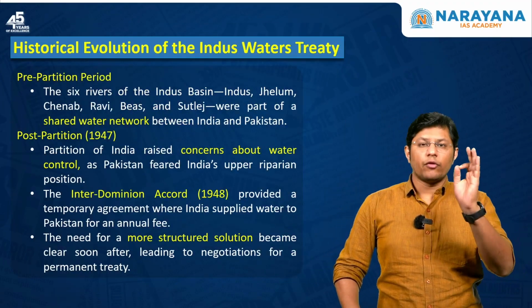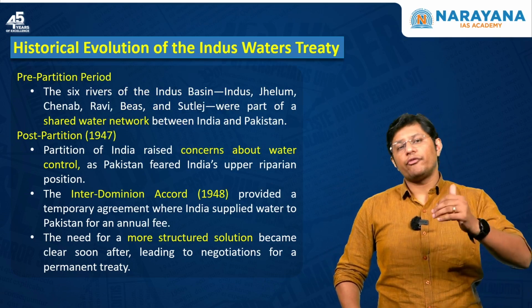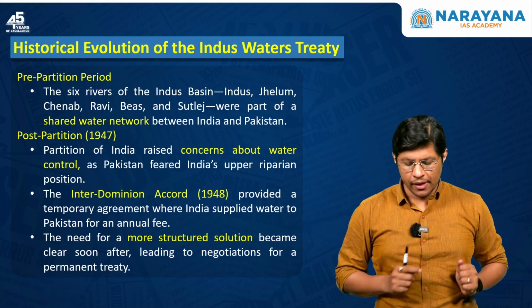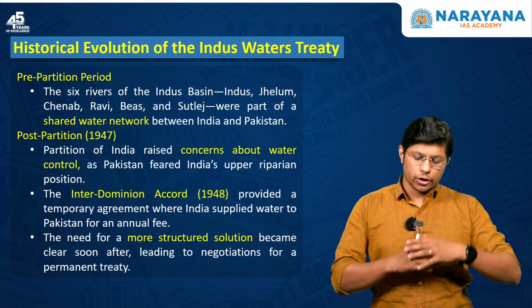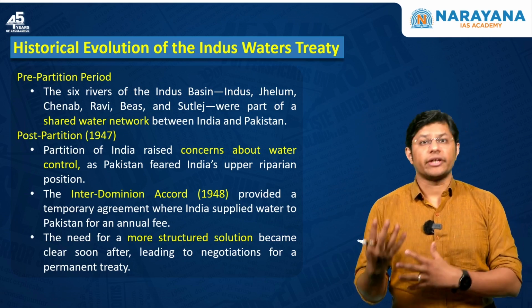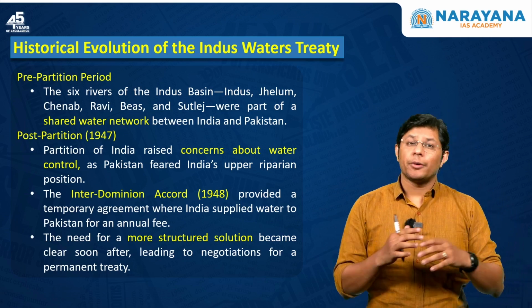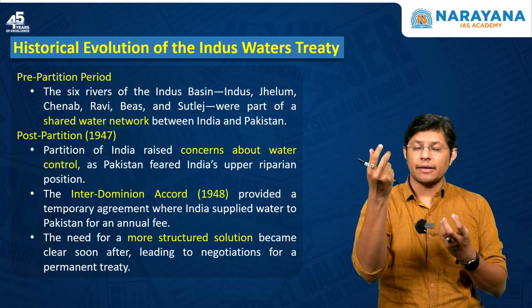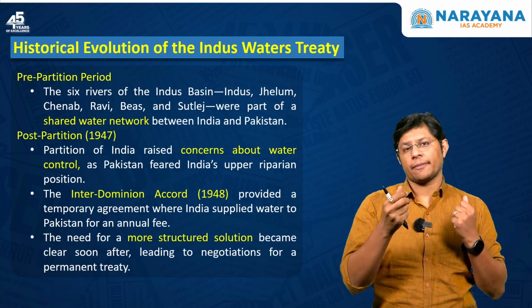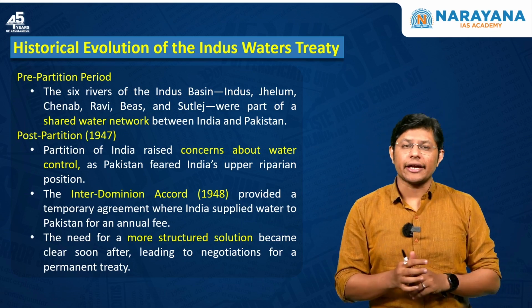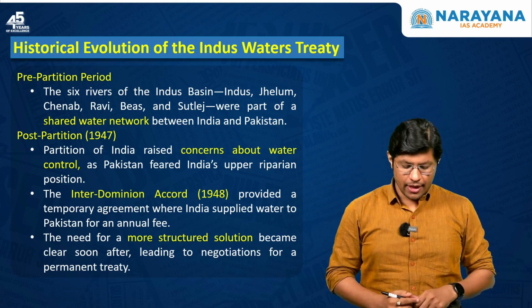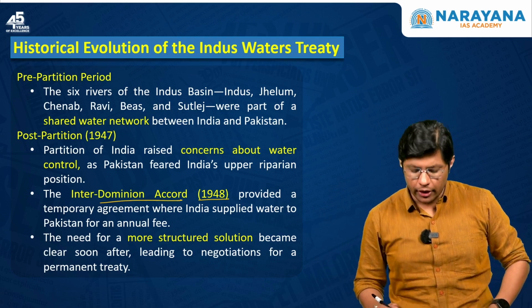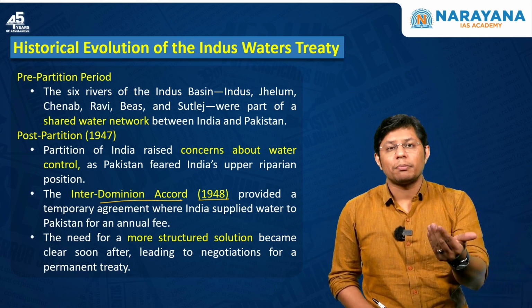Now, if we look at the evolution of the Indus Water Treaty, before the partition, the river was used by the people of both the regions, right? However, post-partition, Pakistan was concerned. Why? Because the river flows from India to Pakistan. So, India is an upper riparian country and Pakistan is a lower riparian country. Pakistan feared that India might stop the flow of water. And that's the reason an interim agreement was signed in the year 1948, the Inter-Dominion Accord, according to which India supplied water to Pakistan at an annual fee.